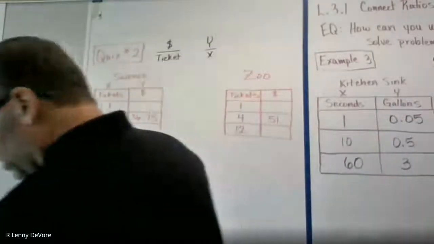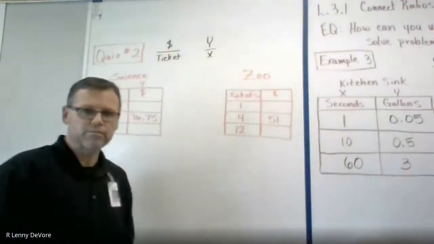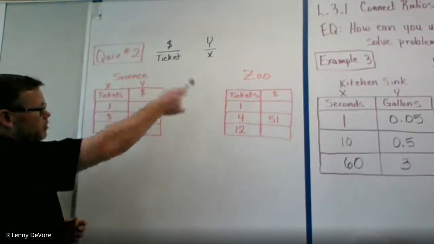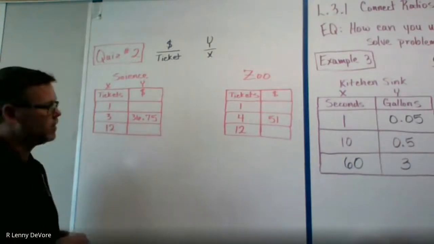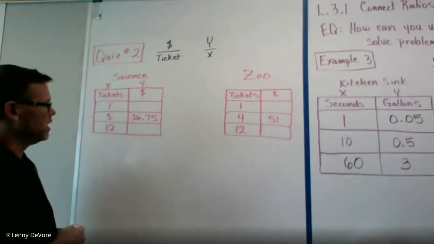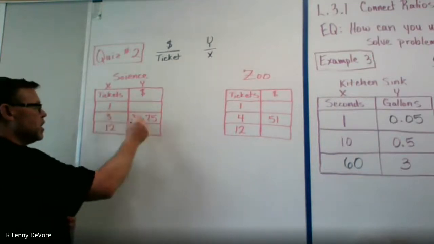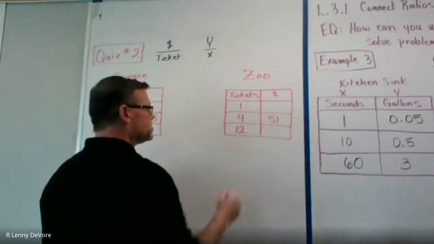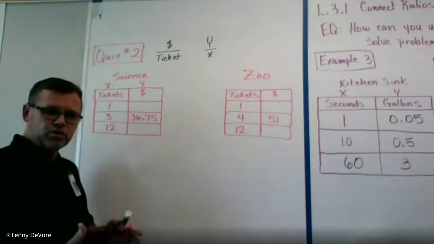So in this one, what they were saying is that they had a choice to go to the science exhibit or the zoo, and they wanted to know how much money you would save going to one or the other. They gave us two different ones. They said for 3 tickets it would cost $36.75. For 4 tickets it would cost $51. So what we're going to do is find the unit rate.